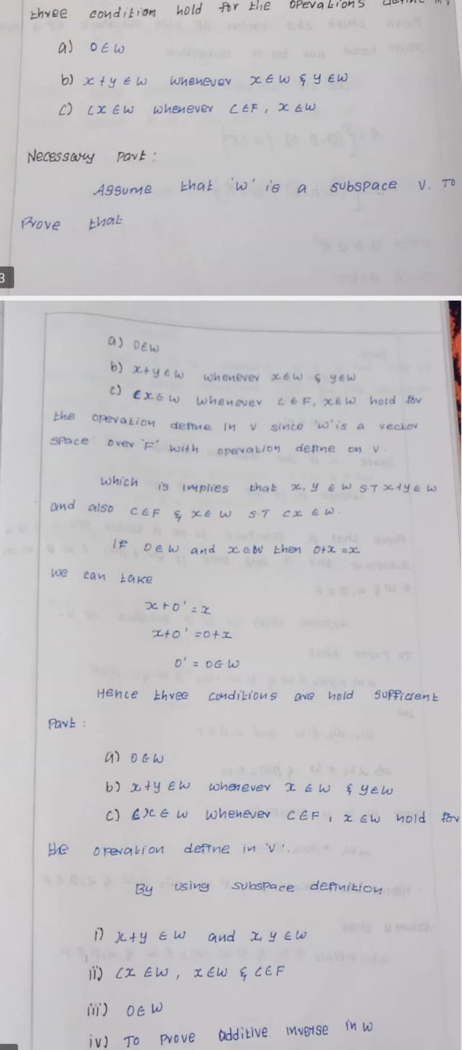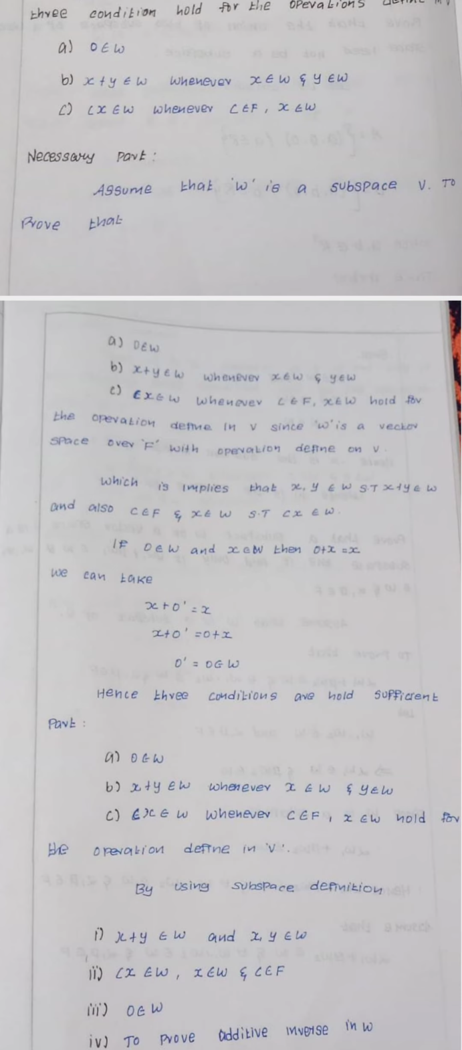If we define 0 belongs to W and x belongs to W, then adding the two, 0 plus x is equal to x. So 0 belongs to W. So we can take x plus 0 dash is equal to x. So x plus 0 dash is equal to 0 plus x. So 0 dash is equal to 0 belongs to W. Hence the three conditions hold.